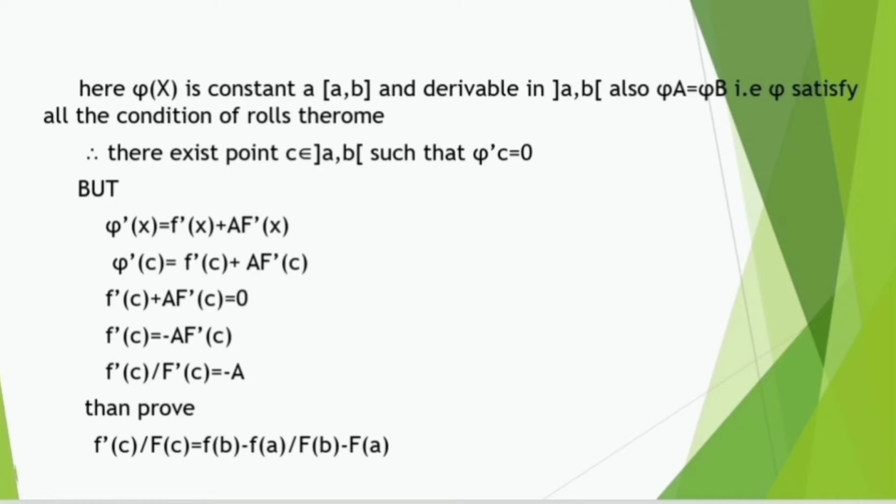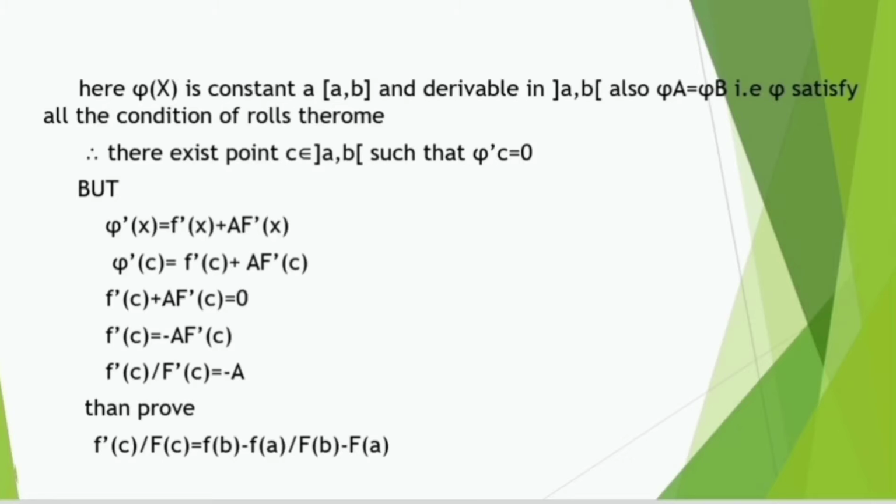Here phi of x is continuous in closed interval [a, b] and derivable in open interval (a, b). Also phi of a is equal to phi of b, that is, phi satisfies all the conditions of Rolle's theorem. Therefore there exists a point c belonging to open interval (a, b) such that phi dash of c is equal to 0. But phi dash of x is equal to f dash of x plus A F dash of x. So phi dash of c is equal to f dash of c plus A F dash of c.